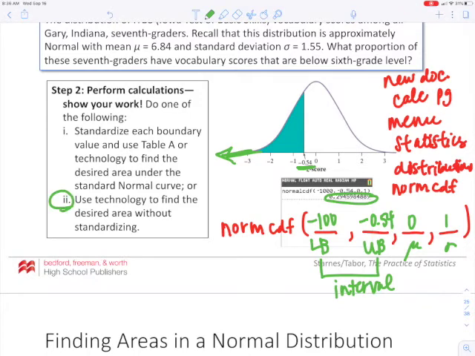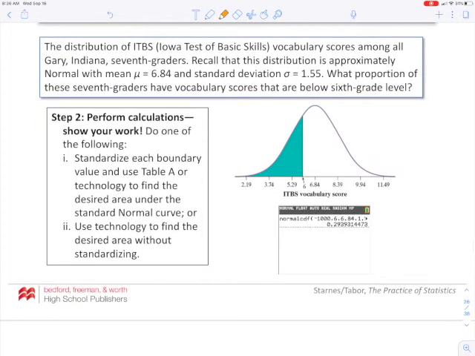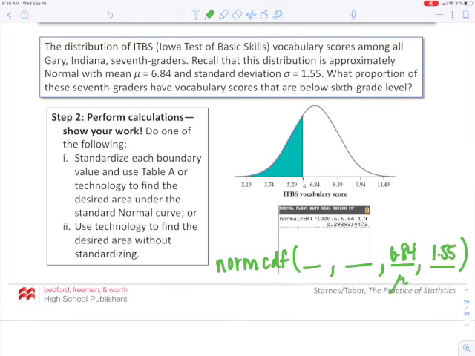So that's what part 2 is: using your calculator, but do not standardize. We standardize, and we can tell because we're using 0 and 1 as our center and our spread. So we can do the same thing and do our norm CDF, but instead of putting mu and sigma, we put 6.84 and 1.55 as our mu and sigma, because we're not normalizing.